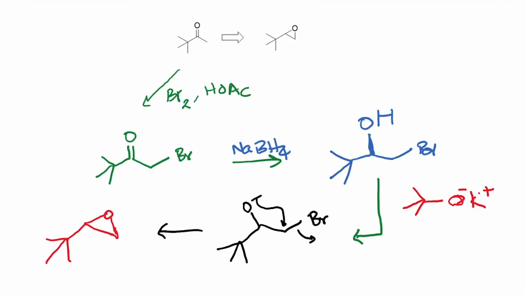Okay, so let's move on to the next problem. Here, the question is to convert this ketone to the corresponding epoxide. I think many of you would know the epoxide as a functional group, which is basically the three-membered ring with an oxygen in it, and of course 2 carbons.